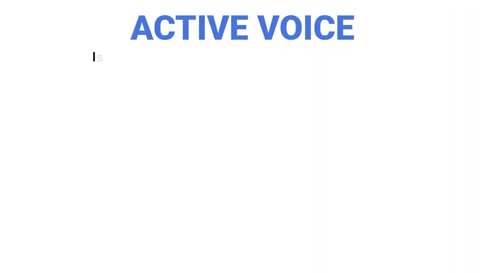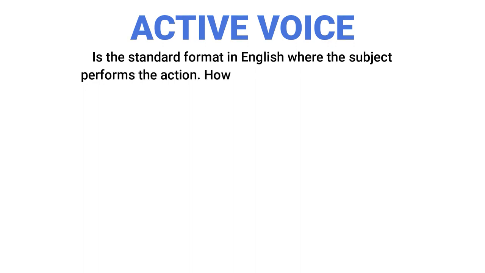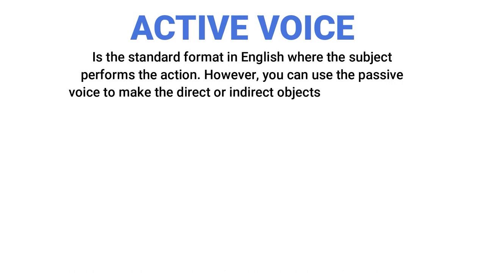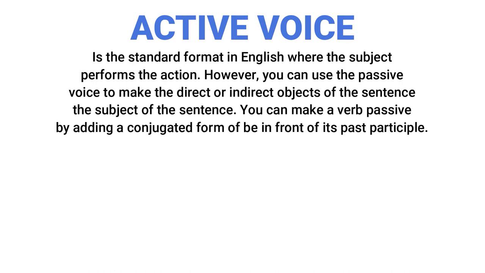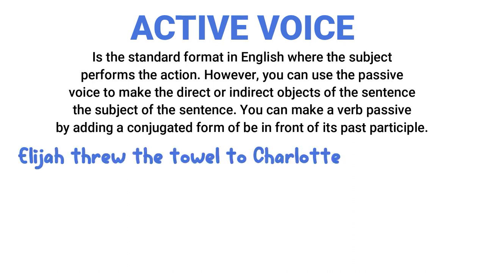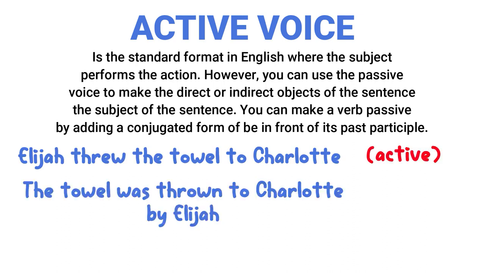The active voice is the standard format in English where the subject performs the action. However, you can use the passive voice to make the direct or indirect objects of the sentence the subject of the sentence. You can make a verb passive by adding a conjugated form of be in front of its past participle. Elijah threw the towel to Charlotte. Active.